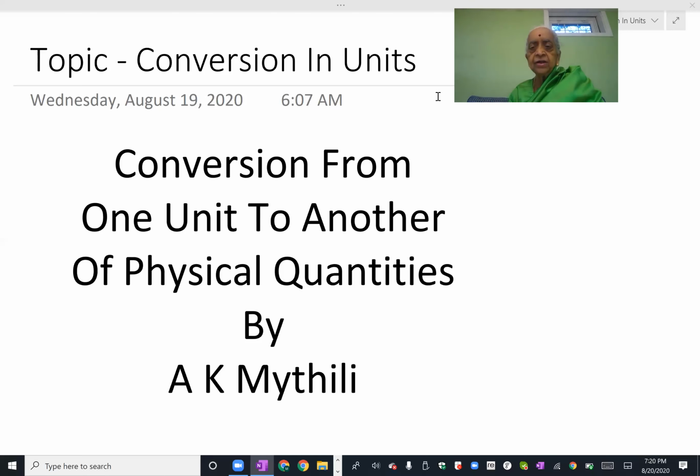So you have 10 millimeters. 1 millimeter is 1/10 of a centimeter. 1 centimeter is 1/10 of a decimeter. 1 decimeter is 1/10 of a meter. And 1 meter is 1/10 of a decameter. 1 decameter is 1/10 of a hectometer, and 1 hectometer is 1/10 of a kilometer. This is how it goes.